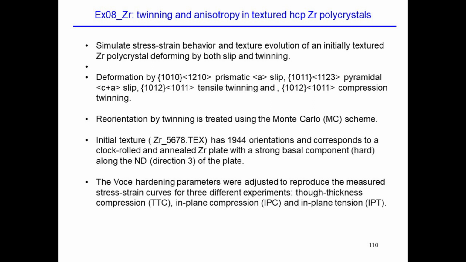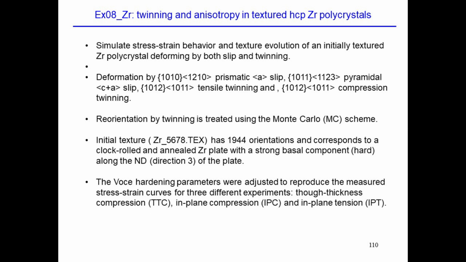Fortunately, the differences between one model of twinning and the other is not so large. If it was large, then you start really getting worried about the validity of those models. So the initial texture is a rolling texture of zirconium. It has been clock rolled and annealed.